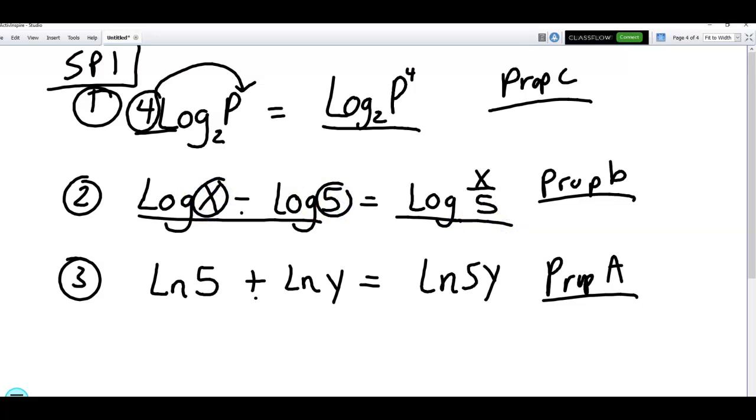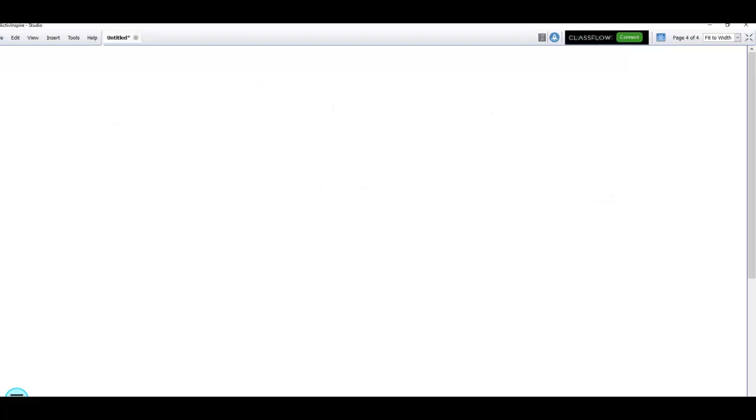Property A tells me I can combine these two together if I do this times this, okay? And you get 5 times y. So subtraction becomes a fraction, addition becomes multiplication, the number in the front becomes a power. All right, so moving along. Let's go ahead and take it up a notch here.